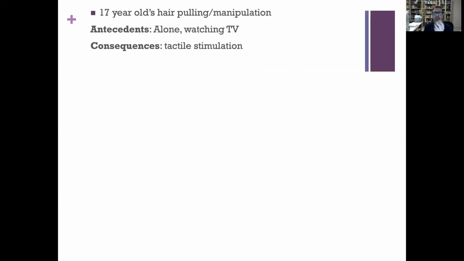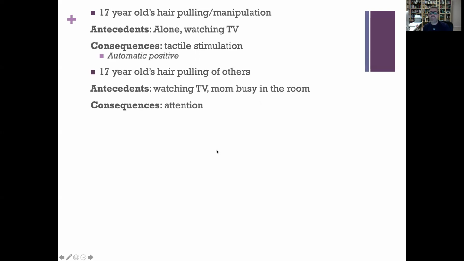17-year-old hair pulling, it's alone, tactile stimulation. And again, if I'm pulling the hair to produce tactile stimulation, what would be an appropriate behavior that you can teach? Well, you can teach maybe the individual to manipulate something that would produce the same or similar tactile stimulation that pulling the hair would. Again, it would be difficult to put this behavior under extinction. 17-year-old hair pulling, again, but pulling the hair of others to get attention. That's social positive reinforcement. You can maybe teach an appropriate form of communication to get the attention as opposed to trying to pull other people's hairs.